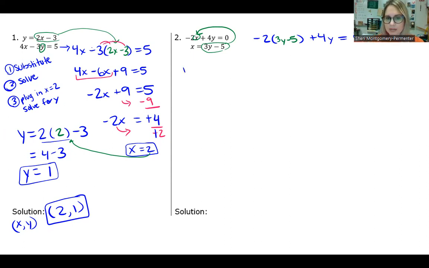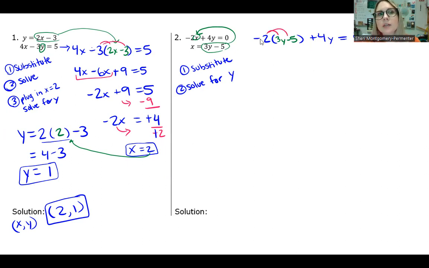So again, my first step is to substitute. Not a 3, 2. First, we're going to be solving for what? What is the variable we have now? It's y. What we're left with when we plug it in, we only have y's. So we have to first solve for y. When we do that, what are we going to have to do first? We're going to have to distribute.